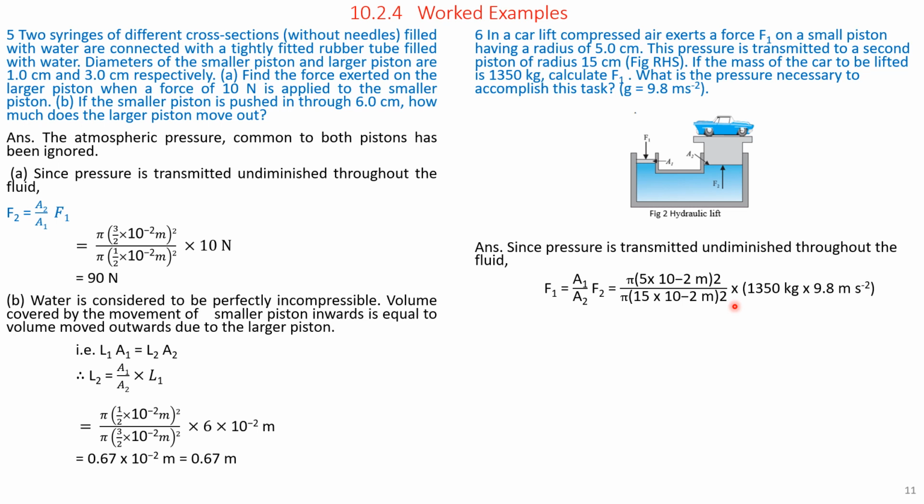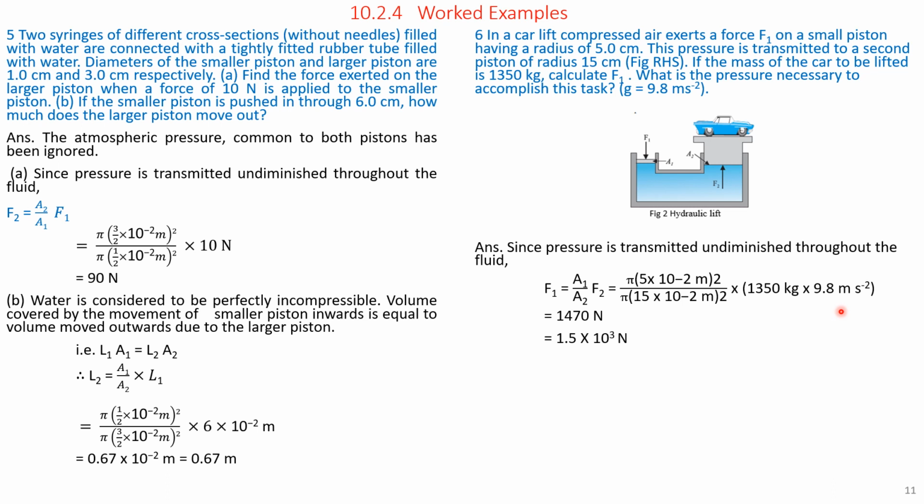Kg should be converted into weight. Therefore, it is mg. Mass is 135 kg into the value of gravitational acceleration, which is 9.8 meters per second square. Simplifying, we get the value as 1470 newtons, that can be written as 1.5 into 10 to the power of 3 newtons.